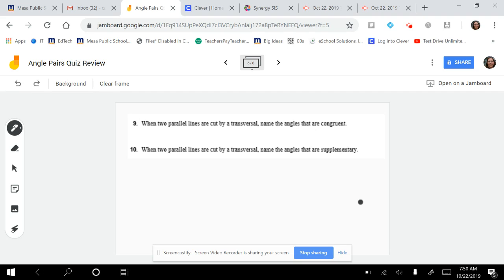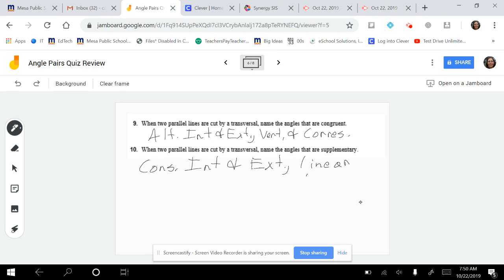And the angles that are congruent, everybody, would be our alternate interior and exterior angles, vertical, and corresponding. Ones that are supplementary are our consecutive interior and exterior, and our linear pairs. Remember, our linear pairs are next to each other.